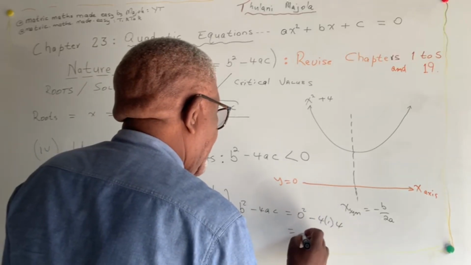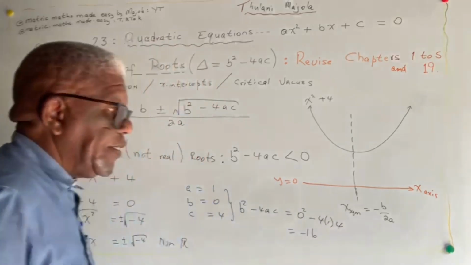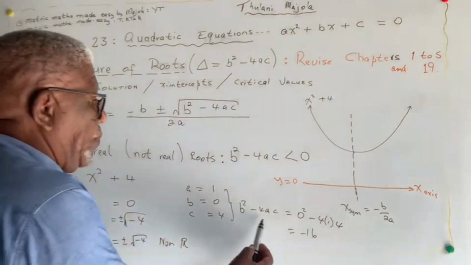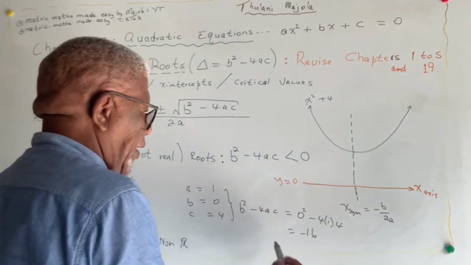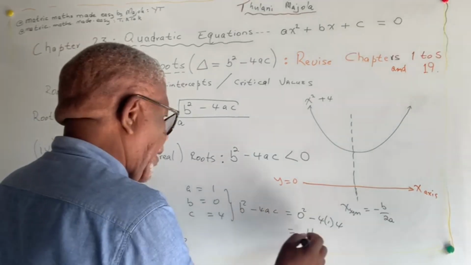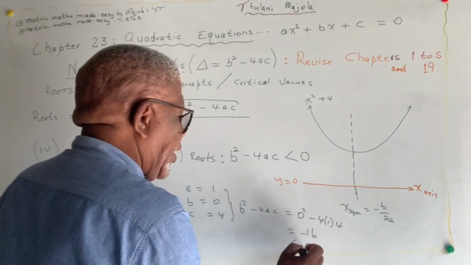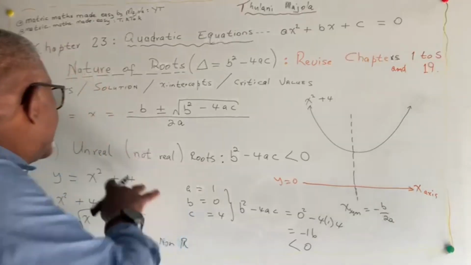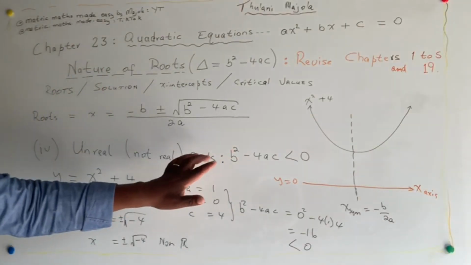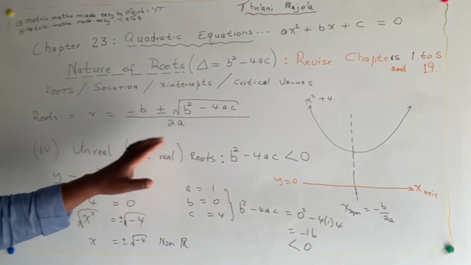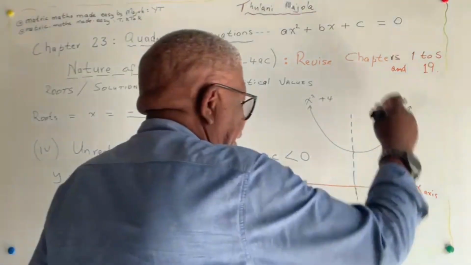So b squared minus 4ac will be equal to negative 16. So it will be less than 0. Once it's less than 0, it means that your roots are unreal, or not real. So your graph will never cut the x-axis.